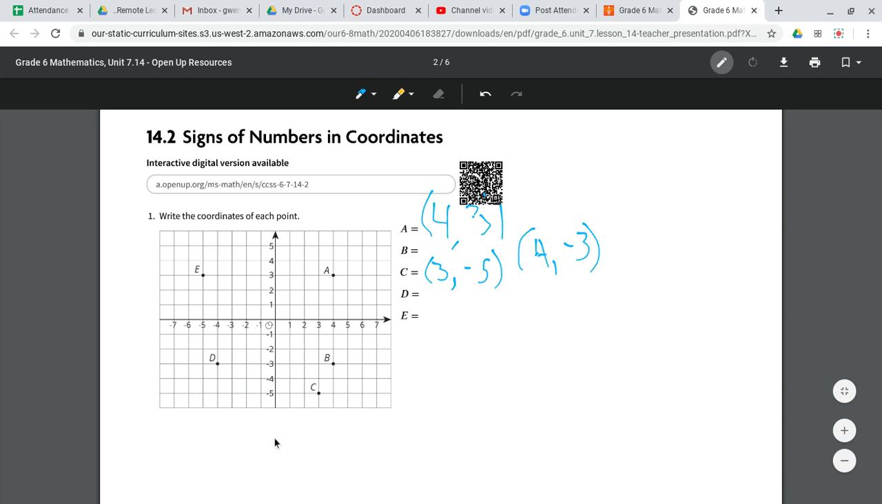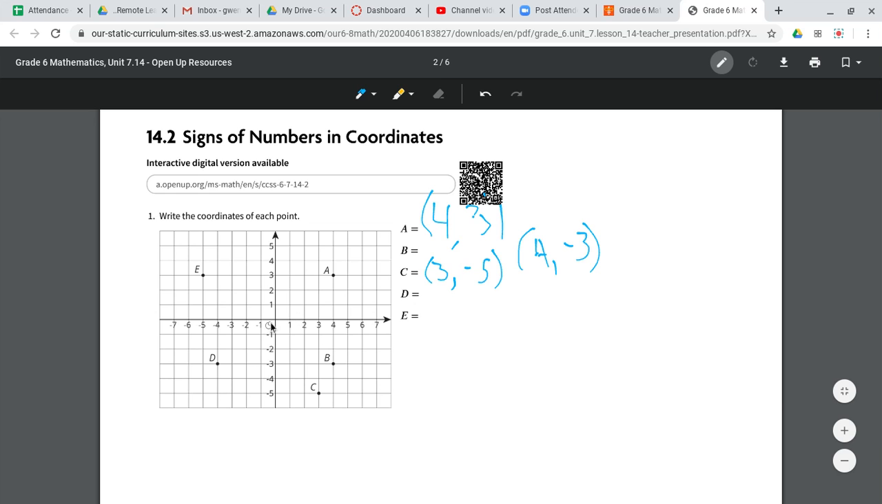So remember, if you go down on the y-axis, it's going to give you a negative value. If you go to the left on the x-axis, it'll give you a negative value. Up on the y-axis is positive, and right on the x-axis is also positive. So remember your different directions and what sort of coordinates you have.